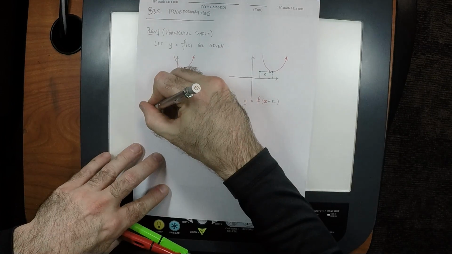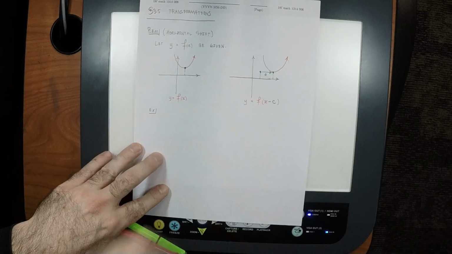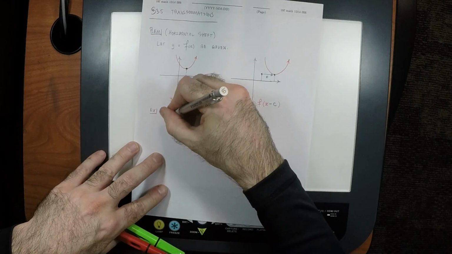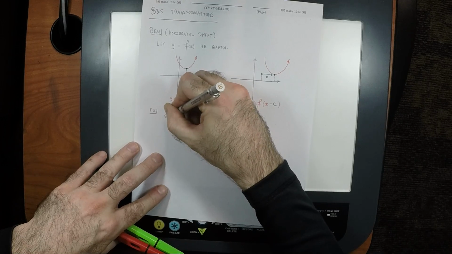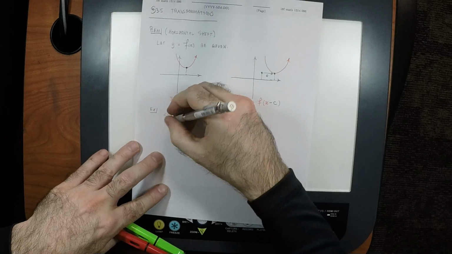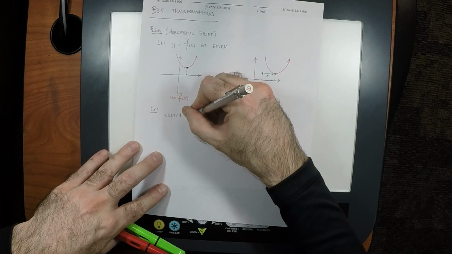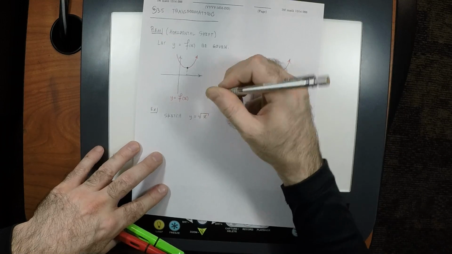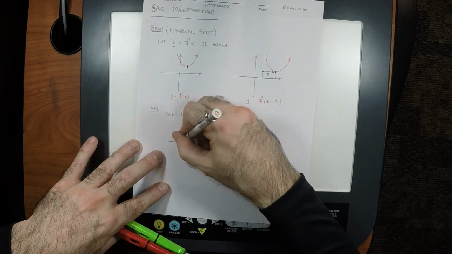So, for example, I could say something like, please sketch from memory now, y is the square root of x. That's something that you should just know.